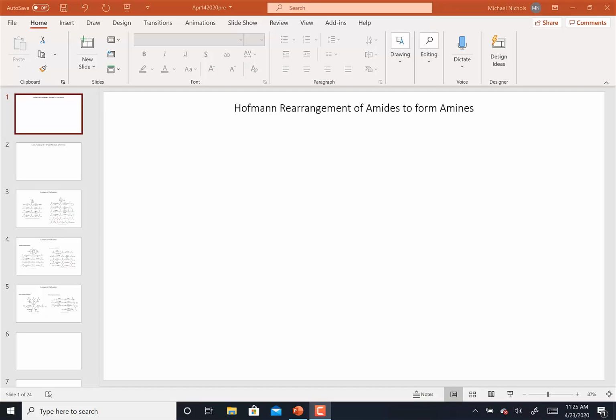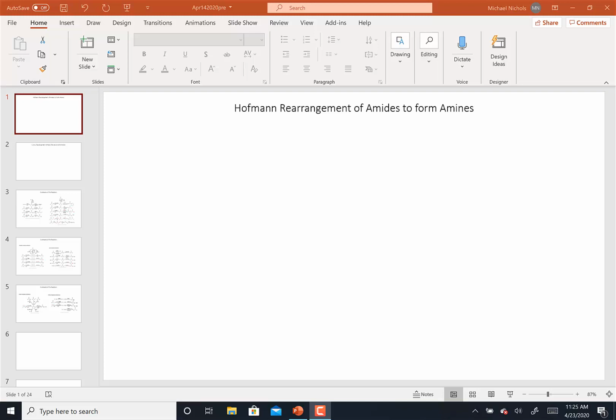Okay, there's two more reactions, kind of obscure ones, but we're still going to talk about them in chapter 25, and then we'll move on to chapter 26. But we're still talking about carboxylic acid derivative reactions. So the two topics that we have left are Hofmann rearrangement and what is called the Curtius rearrangement.